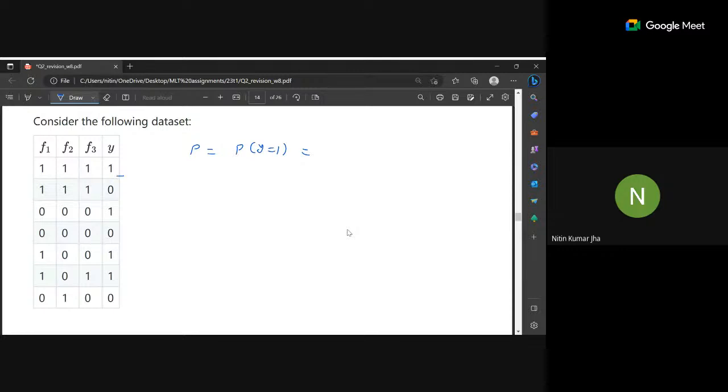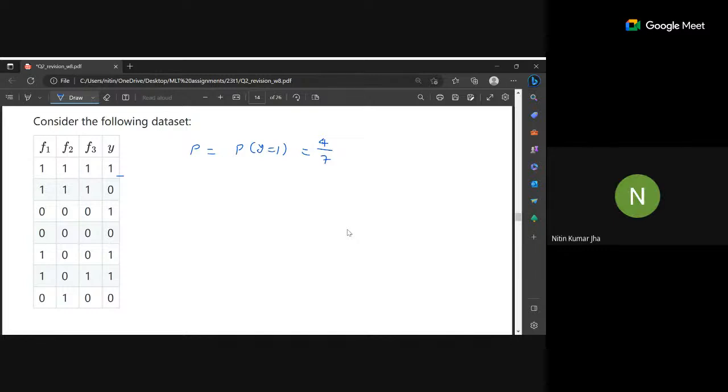So 1, 2, 3, 4. Four examples out of 7 belong to class 1. So this is 4 by 7. How many data points? 4 by 7. I thought it was 4 by 8. Correct, 4 by 7. Okay, we have 7 data points.